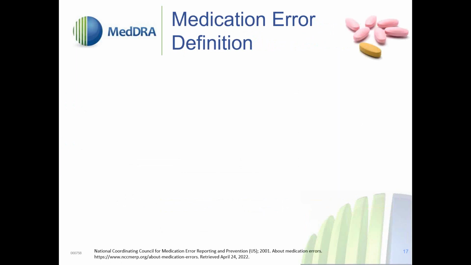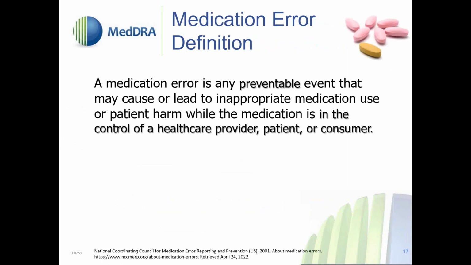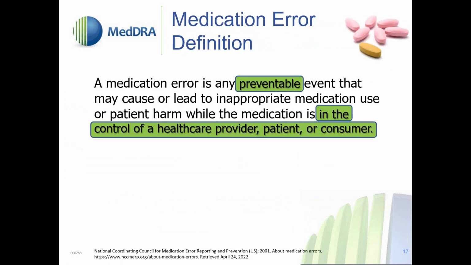Please remember the definition of the term medication error as well when working on our exercises. A medication error is any preventable event that may result in the improper use of medication or harm to the patient, while the medication is under the control of those involved in the medication process, meaning physicians, pharmacists, nurses, patients, consumers, or their families. The second aspect here that is highlighted in green is important to remember.